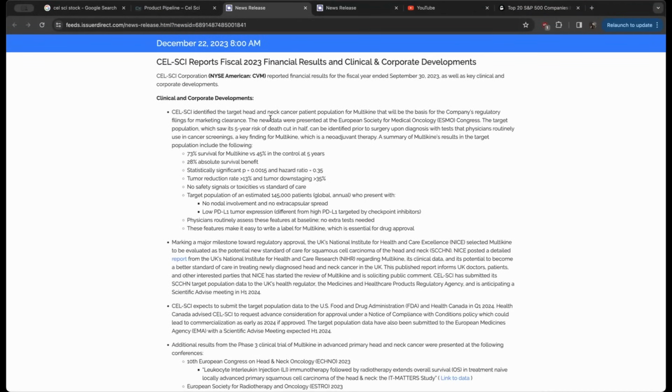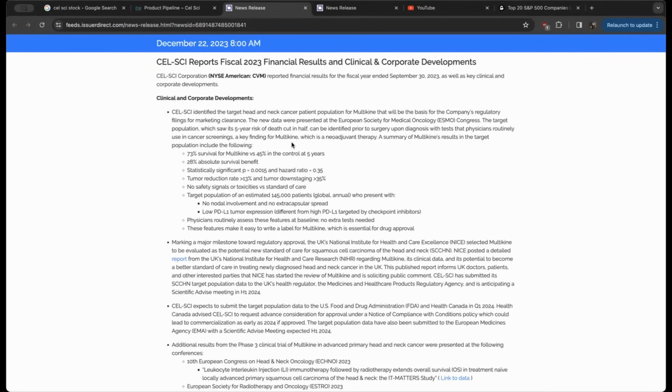Cel-Sci identified the target head and neck cancer patient population for Multikine that will be the basis for the company's regulatory filings for marketing clearance. The new data were presented at the European Society of Medical Oncology Congress. The target population, which saw its five-year risk of death cut in half, can be identified prior to surgery, upon diagnosis, with a test that physicians routinely use in cancer screening.